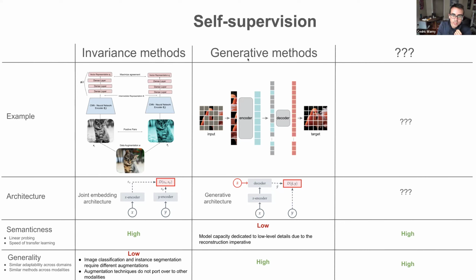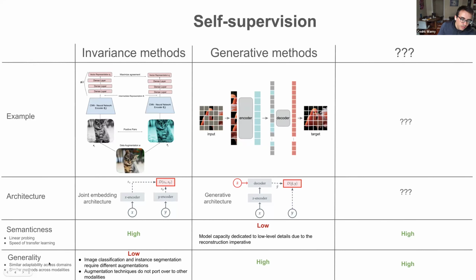So why do I say that generative methods have low semanticness? Typically it's because a lot of the model capacity in these approaches is dedicated to low-level details, due to the fact that you want to reconstruct things in the input space. So you want to eventually decode your embeddings back into pixel space. And so for that, the representation of your embeddings after the encoder sort of needs to capture a lot of low-level details. And so you sort of lose in semanticness in that way.